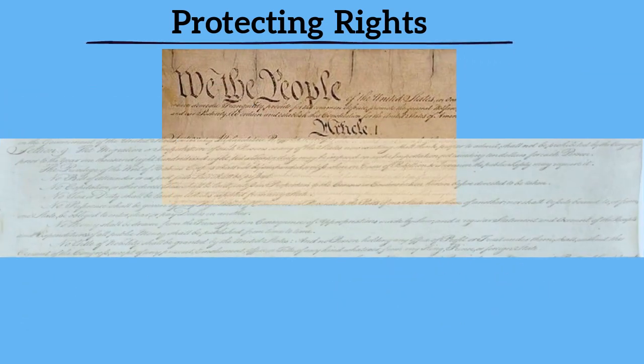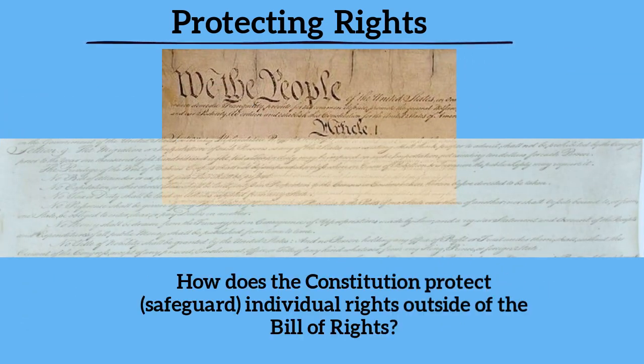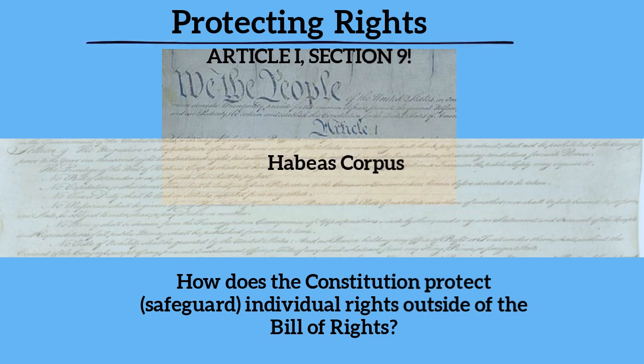So let's take a look at some of the ways the Constitution protects or safeguards these individual rights outside of the Bill of Rights. And we're going to start by looking at the rights located in Article 1, Section 9 of the Constitution. In Article 1, Section 9, we have two pretty important protections for our individual rights outside the Bill of Rights. These are habeas corpus and no ex post facto laws.